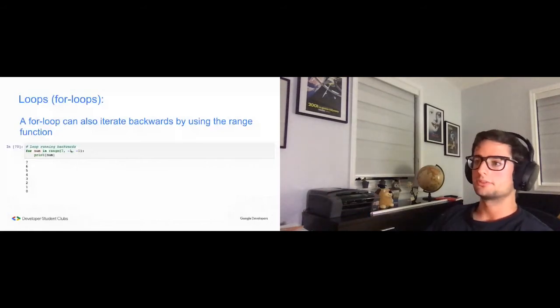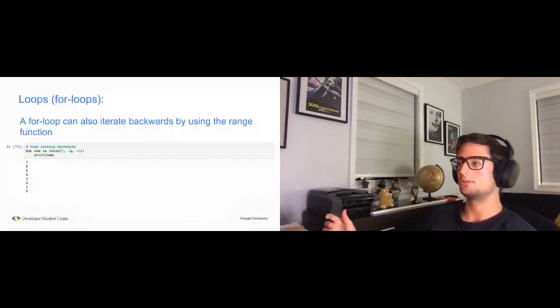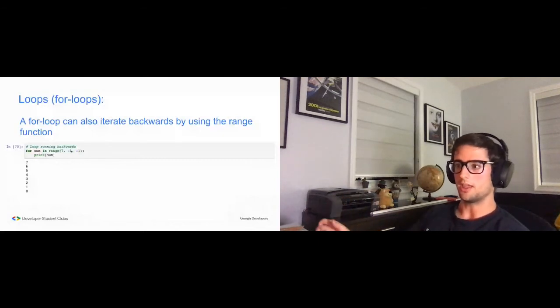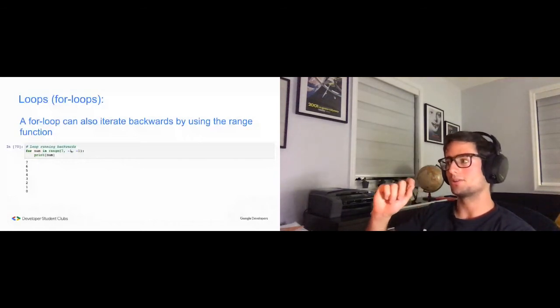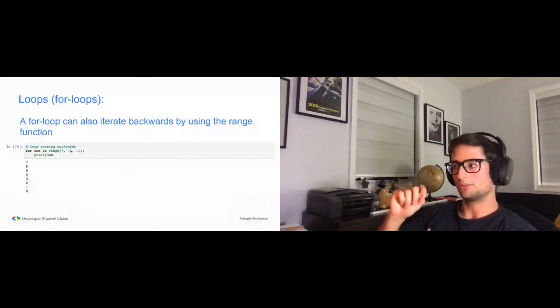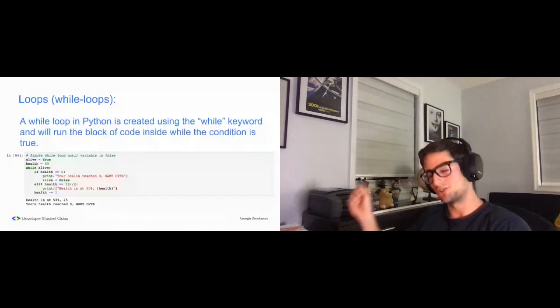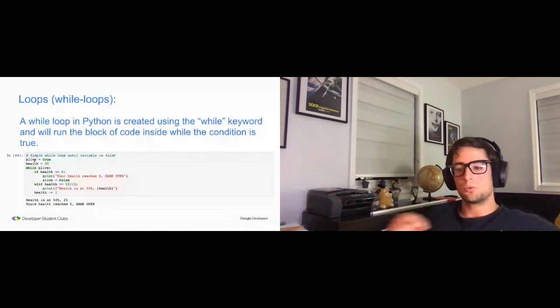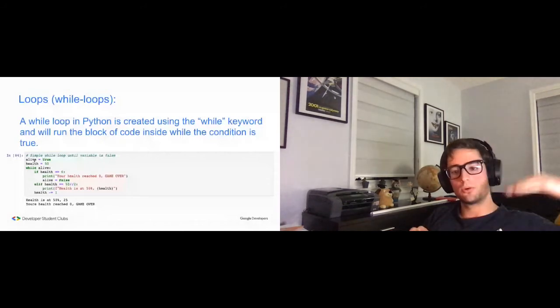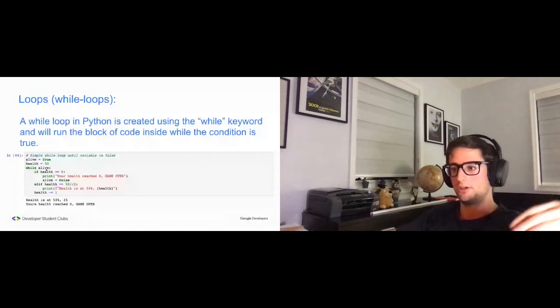Now let's get into while loops. A while loop in Python is created using the while keyword, and will run the block of code inside the while as long as the while condition is true. That's pretty tricky. So here we can see that alive is equal to true. So while alive is equal to true, this will keep on running and running.